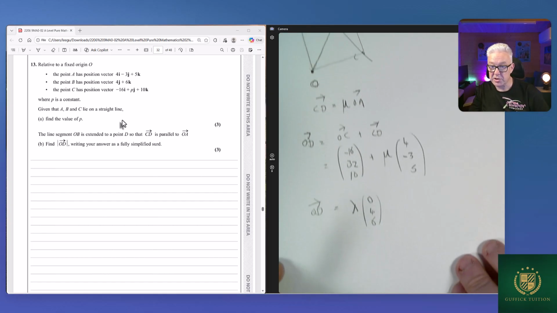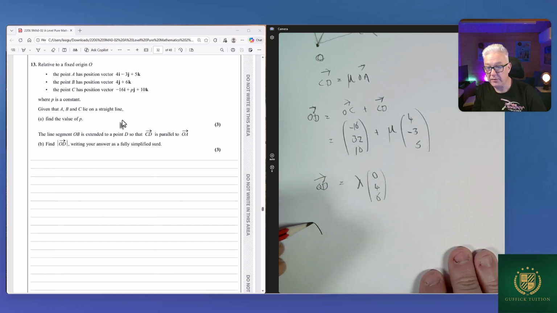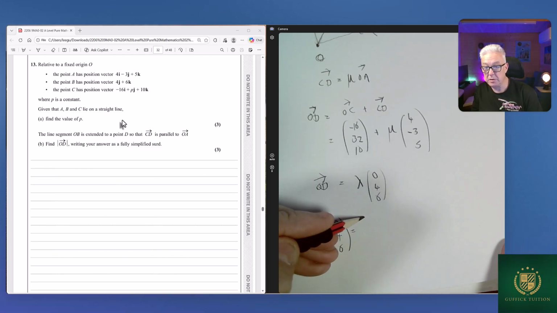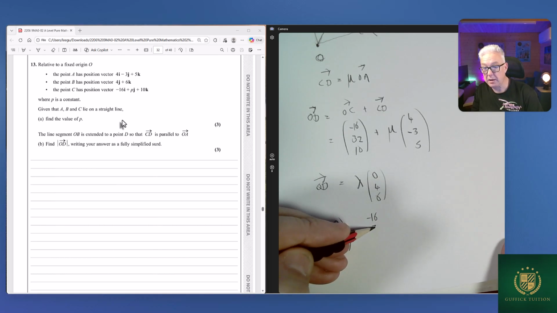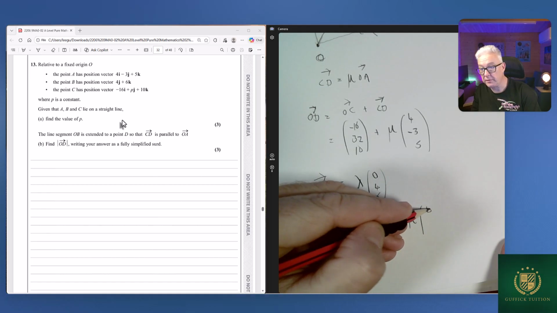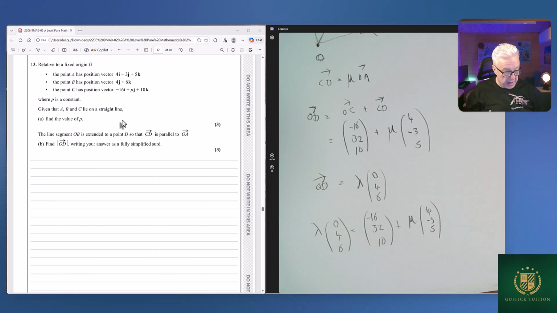So I'm going to bring these two results together now, and I'm going to say O to D is therefore lambda times 0, 4, 6, and that is equal to minus 16, 32, 10, plus mu times 4, minus 3, 5, like that. Okay, and that's the crux of what we've got there. So from this, let's see what we can say.